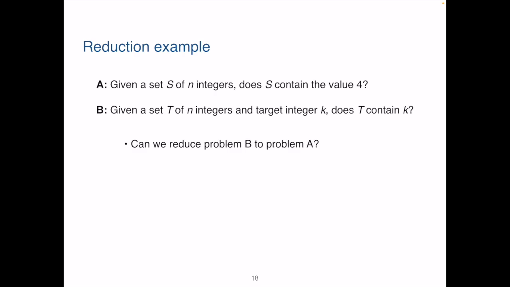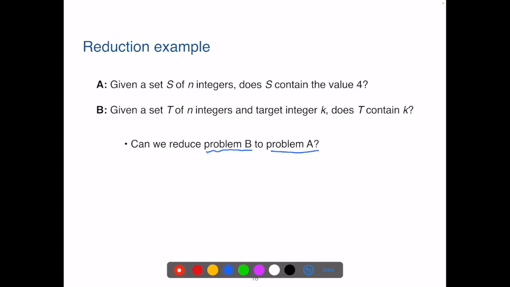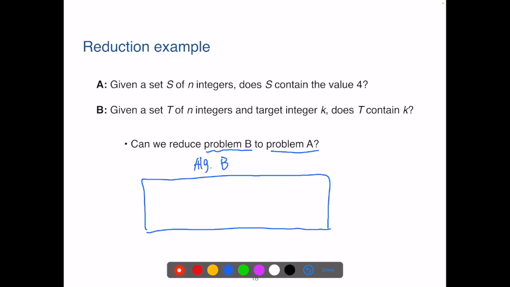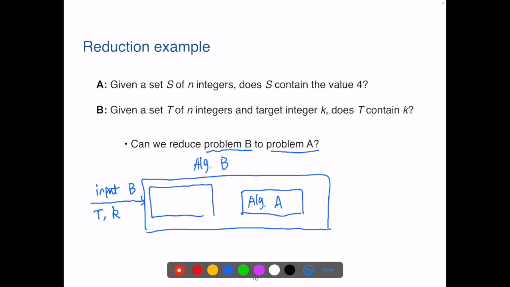For this example, we can actually go both directions. Can we reduce problem B to problem A? So let's draw the same diagram. We need to figure out an algorithm for B where we can use an algorithm for A when we have an input for B, so that would be T a set, K a value. How can we convert that into an input to A?